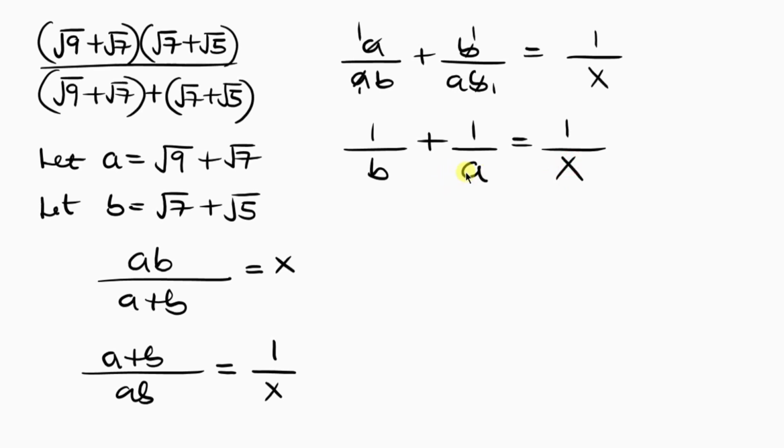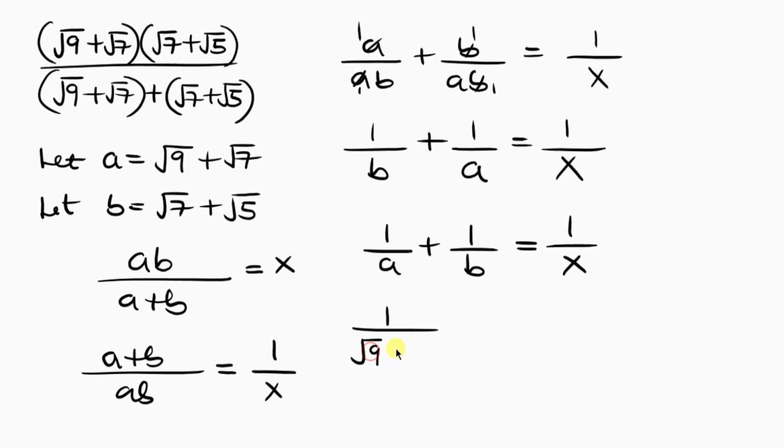Well, I'm going to be writing the A before the B. That means I'm going to be switching the positions. So I have 1 all over A plus 1 all over B. It's still the same thing, equal to 1 all over x. So now let's write this back. We have 1 all over, what is our A? A is the square root of 9 plus the square root of 7 plus 1 all over B. What is B? B is the square root of 7 plus the square root of 5. So all these are equal to 1 all over x.